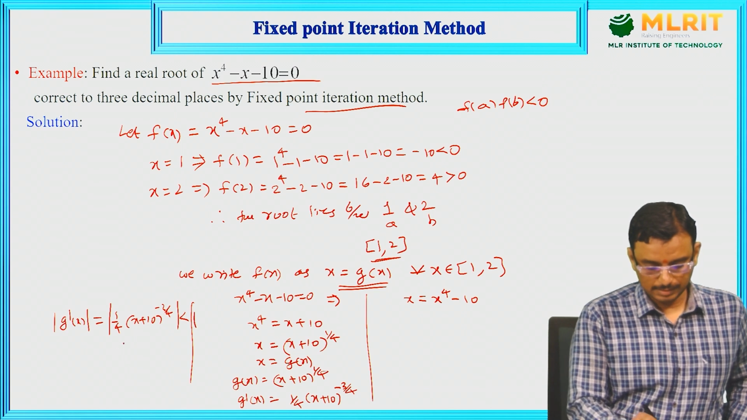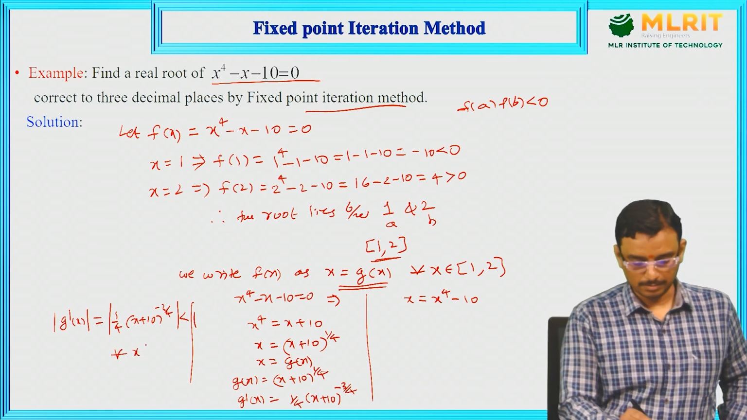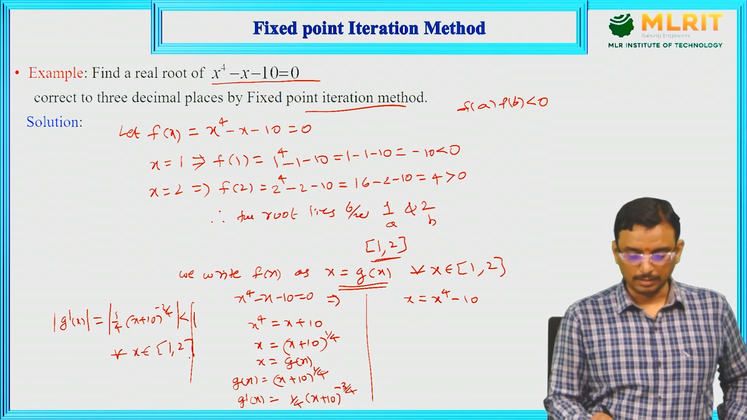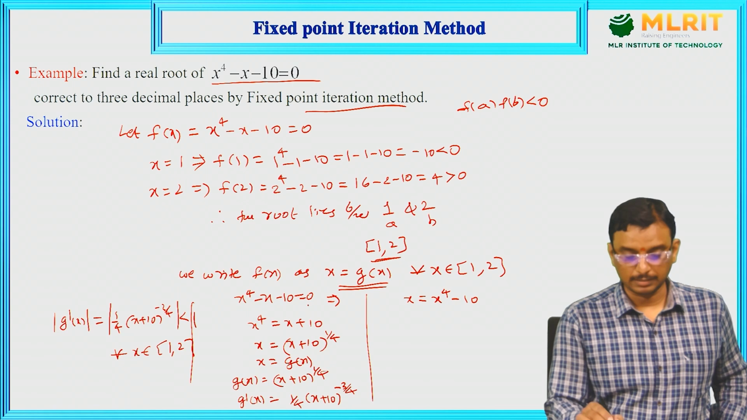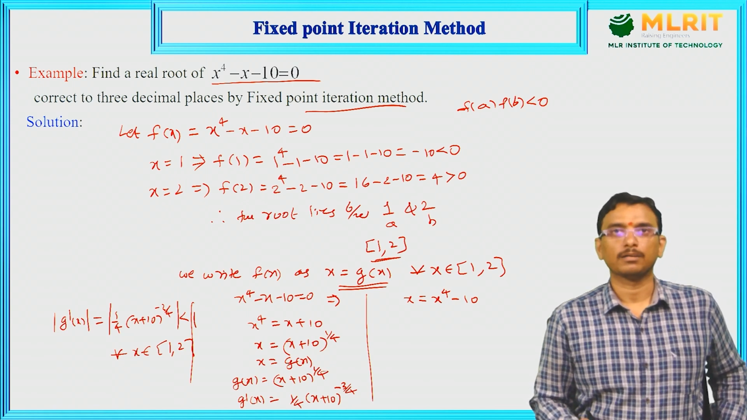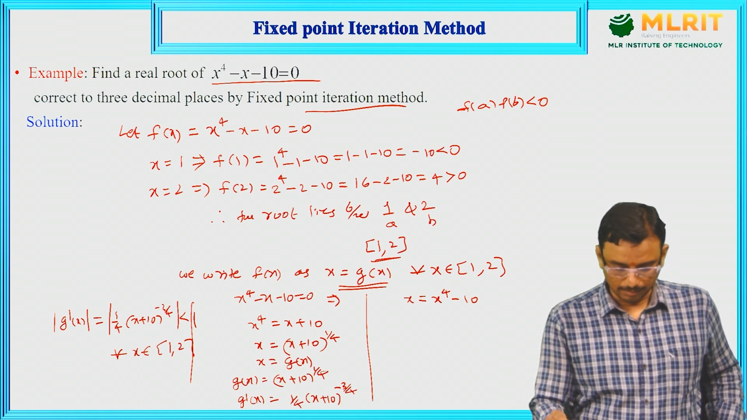So therefore we say that for every x which belongs to 1 comma 2, so lies in the interval 1 comma 2, we say therefore this sequence converges. So we get a fixed point. That fixed point is equivalent to the root of the iterative method. Now we can check this second one also.